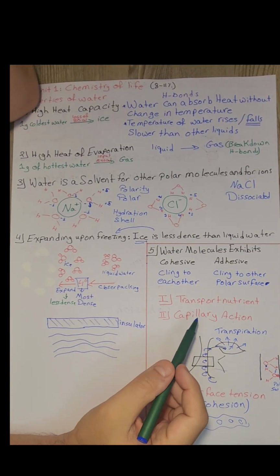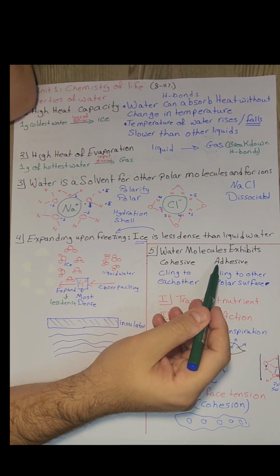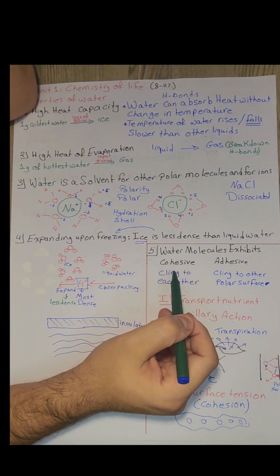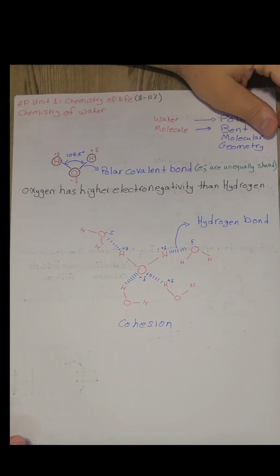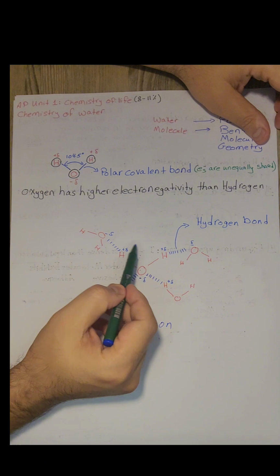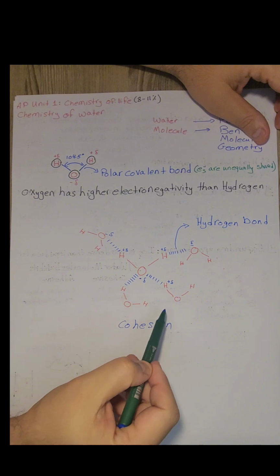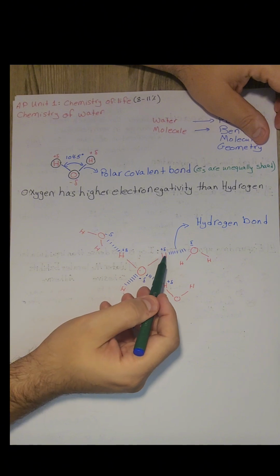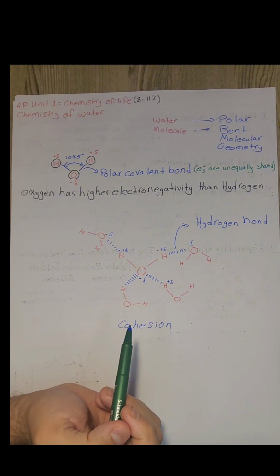Now, the last property of water is that water has cohesive and adhesive behavior. What do we mean by cohesive behavior? Cohesive behavior means that water molecules can cling to each other. Remember that each water molecule can form hydrogen bonds with at most 4 other water molecules, thanks to polarity, the partially positive charged hydrogen atom and the partially negative charged oxygen atoms.